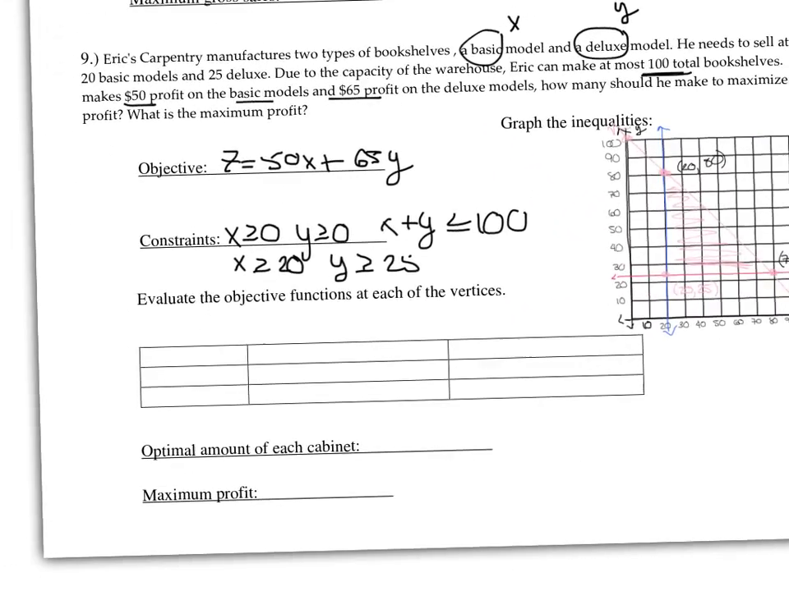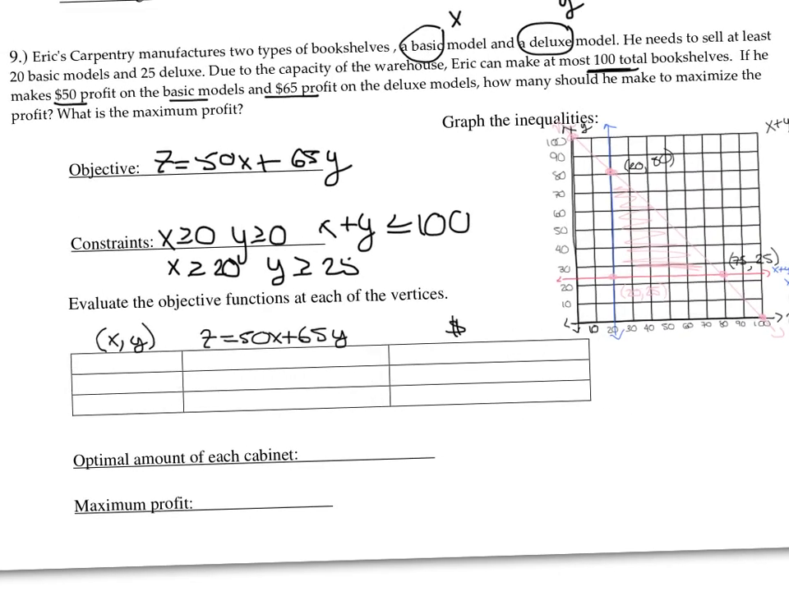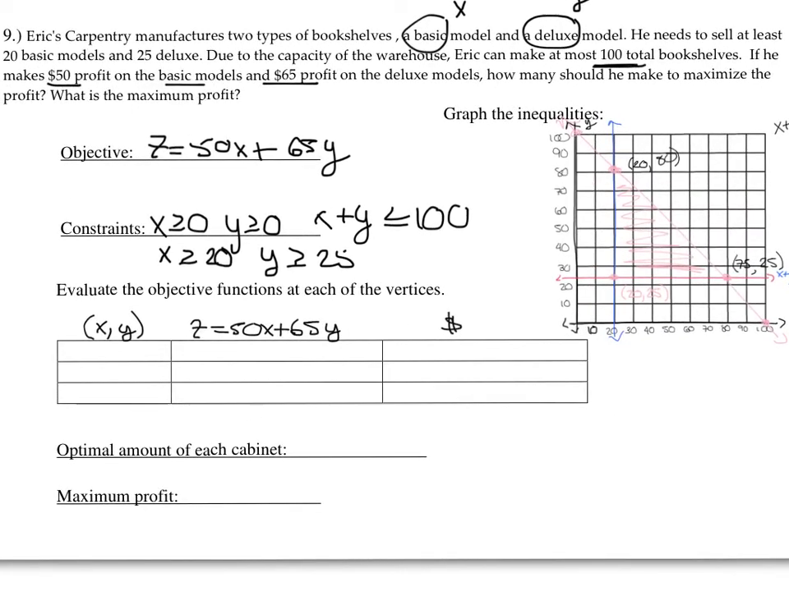Let's make our table over here. So we have here, let's put the coordinates X, Y. Here we're going to put Z equals 50X plus 65Y. And here we're going to get our profit. So let's just put a dollar sign there. So one of the corners we said was (20, 25). Another corner we have is (20, 80). Another corner we have is (75, 25).